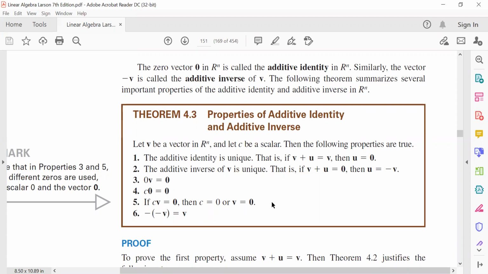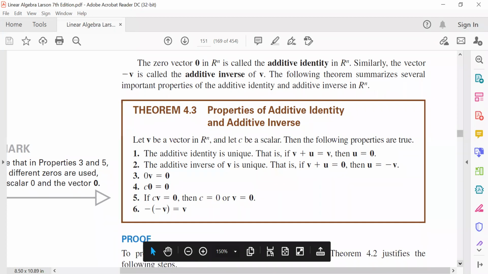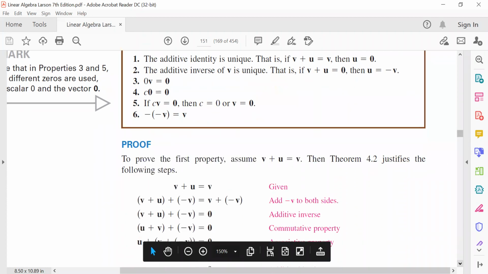If I have two real numbers, A and B, if AB equals 0, then either A equals 0 or B equals 0. I can't have two non-zero numbers, multiply them and get 0. It ain't going to happen. And the inverse of the inverse is just the original vector. And again, the proofs here are very similar to what we did with matrices.